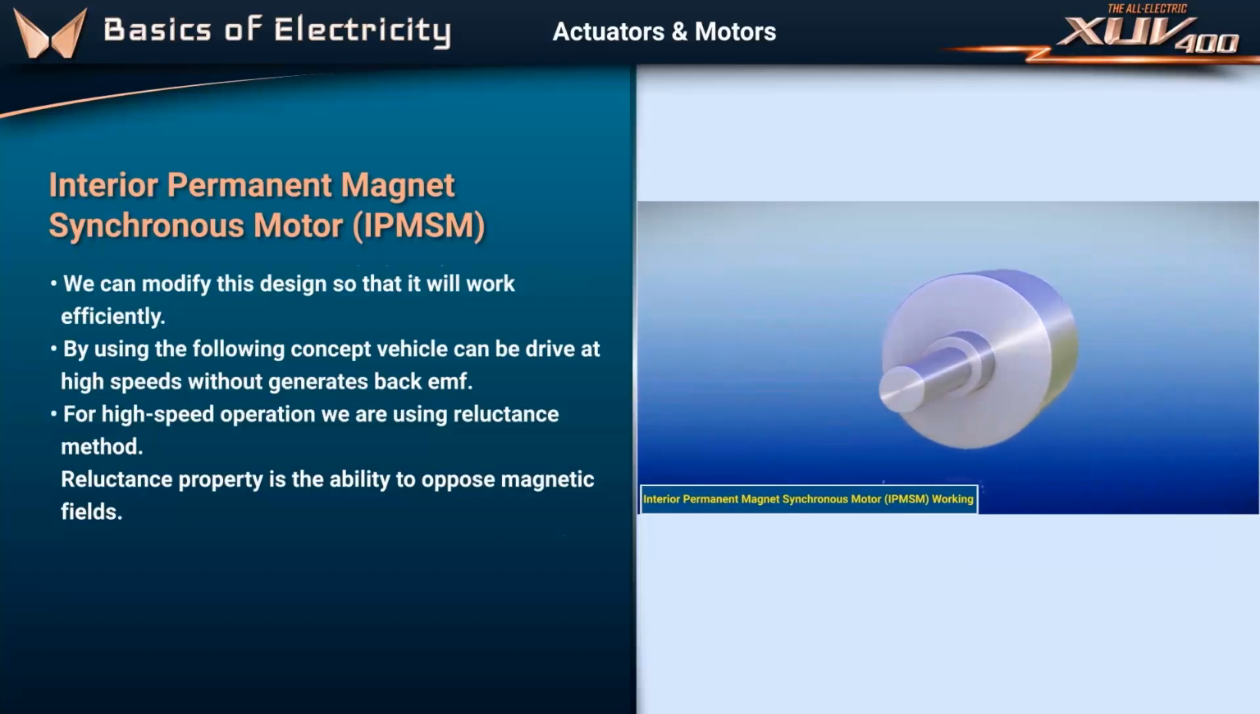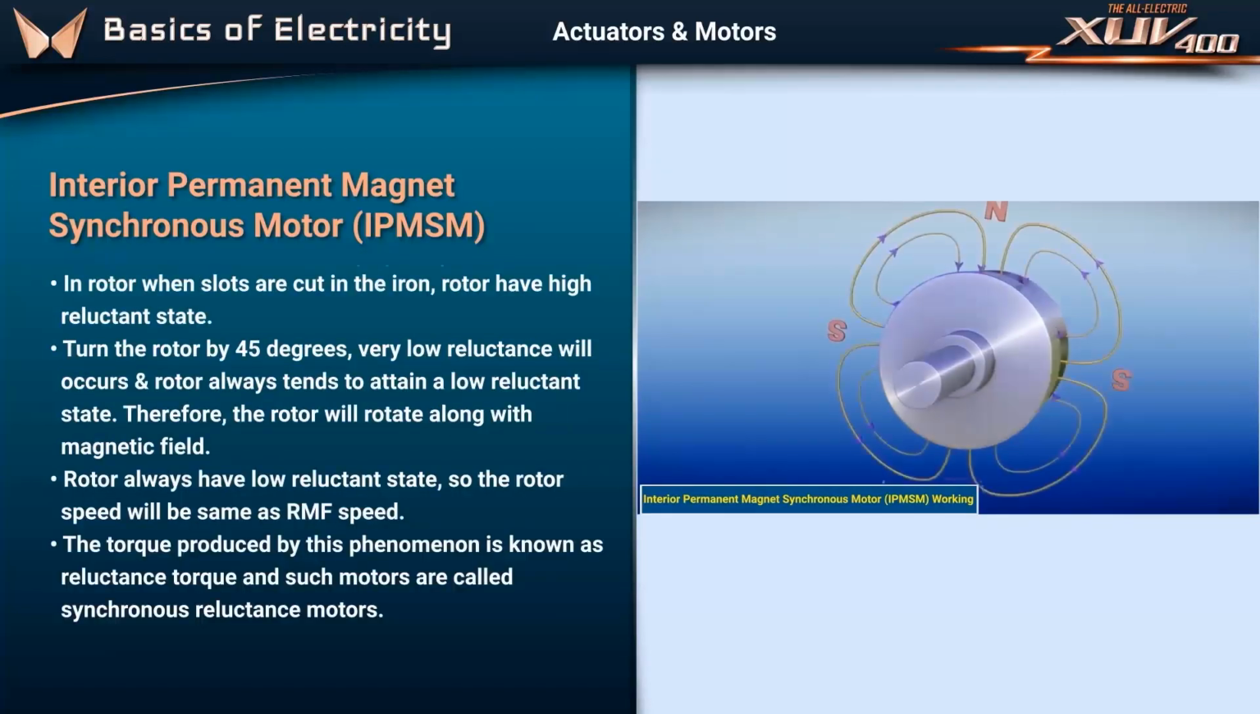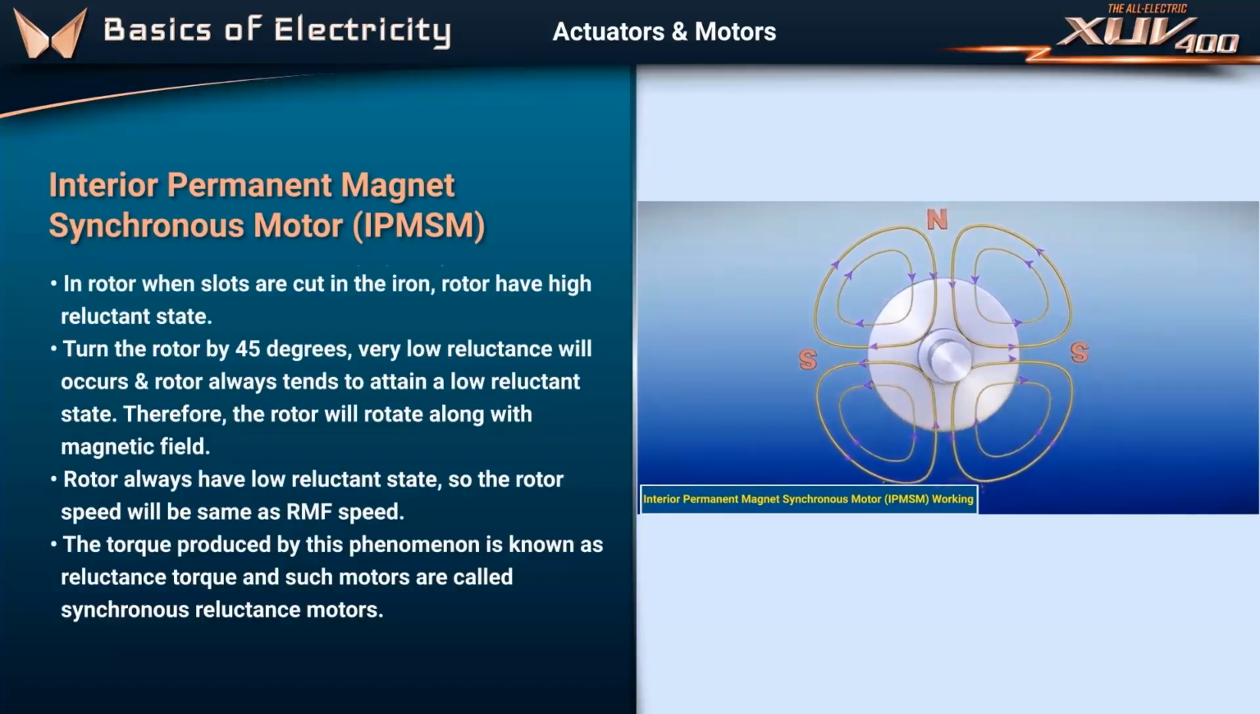By using the following concept, a vehicle can be driven at high speeds without generating back EMF. For high speed operation, we use the reluctance method. Reluctance is the property of opposing magnetic fields. In the rotor, when slots are cut in the iron, the rotor has a high reluctance state. Turn the rotor by 45 degrees.